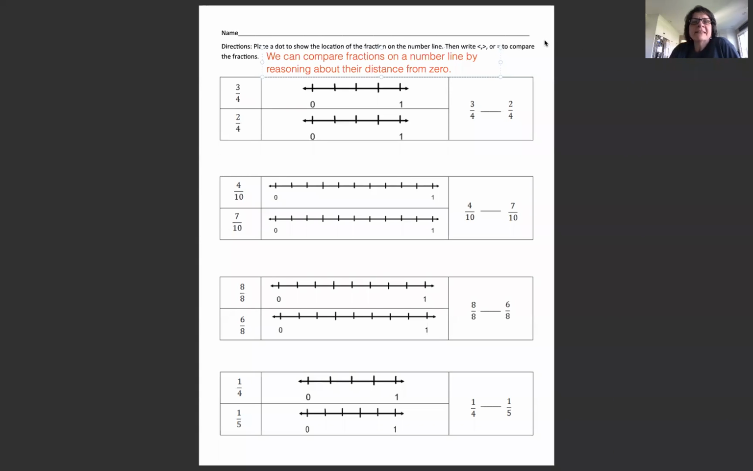Hi, my Gator friends. Yesterday, we worked on comparing fractions using visual models, and our denominators were always alike. Today, we're going to be comparing fractions on a number line, and we do this by reasoning about their distance from zero. So I just want to build some background with you on something that you already understand really well, and that is a number line.